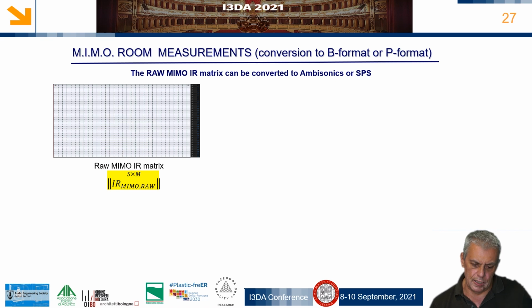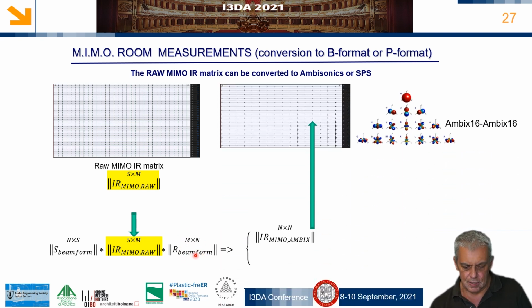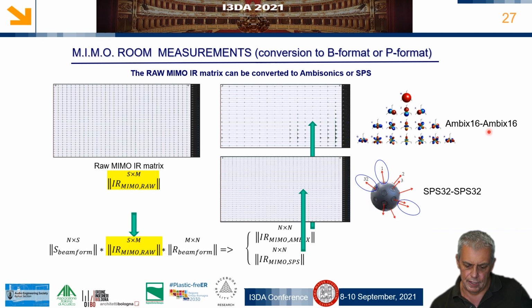Now, this raw IR matrix must be beamformed for converting it either to ambisonics or to SPS format. SPS stands for Spatial PCM Sampling, and this is a spatial format alternative to ambisonics which we have developed. For doing the beamforming, we need two beamforming filter matrices, the source beamformer for the loudspeaker and the receiver beamformer for the microphone array. Depending on the filter matrix being employed, we can convert the raw matrix to ambisonics format, in this example a 16 by 16 filter matrix, or you can convert to SPS format, in this example a 32 by 32 filter matrix with, of course, improved spatial resolution compared with ambisonics.